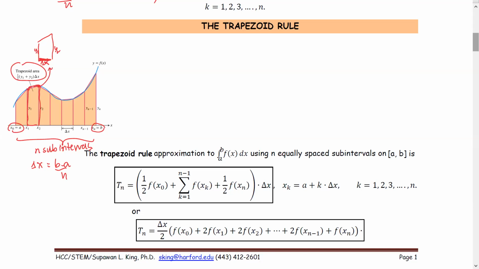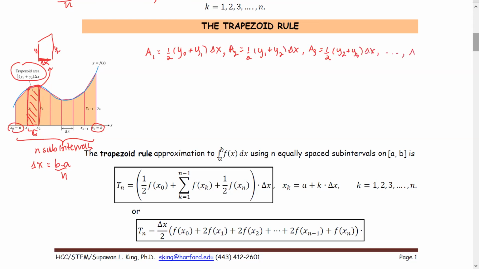To find the area, it is 1/2 times the sum of the two parallel sides, multiplied by delta x, which is the width. For each one, like A1, would be 1/2 multiplied by the first left, which is y0 plus y1, multiplied by delta x. The next would be A2, which is 1/2 of (y1 plus y2) times delta x. A3, in a similar way, is 1/2 times the sum of y2 and y3 multiplied by delta x.